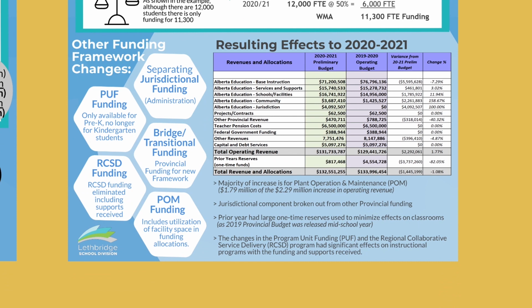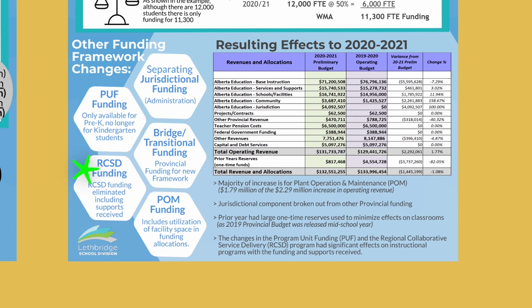Some of the additional changes in the funding framework also include that the jurisdictional funding for board and system administration is now completely separated. The program unit funding, or PUF funding, has had a significant change in that the program is now only eligible for pre-K students, whereas in the prior year, this funding was also available for kindergarten students. This reduced the funding from $4.3 million in the prior year to approximately $1.7 million. This results in approximately a 2/3 reduction in this funding.